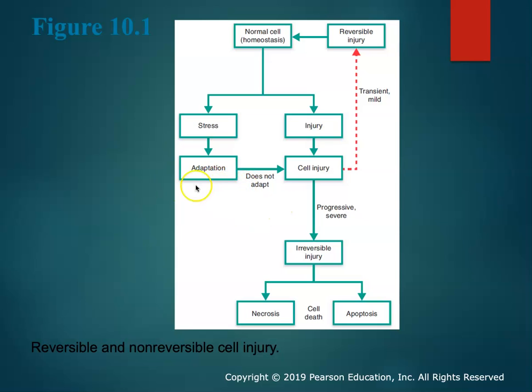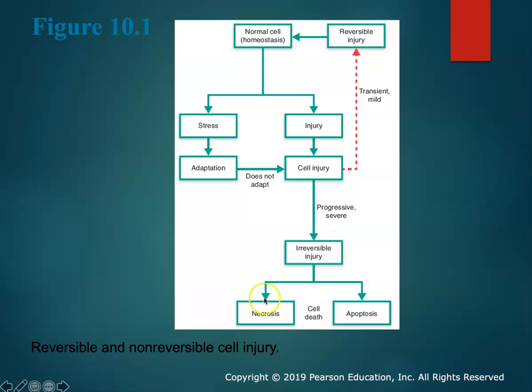However, if that cell is able to adapt, it'll just go back to its normal function, okay? Again, if you look at this injury here and the cell is not able to adapt, you have this progressive, more severe type of injury. The cell tries to adapt, but is not able to. It then is not able to regain normal function. We call that an irreversible injury. Ultimately, that cell will end up dying.